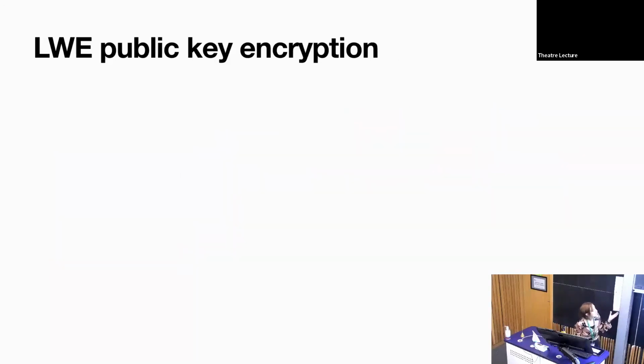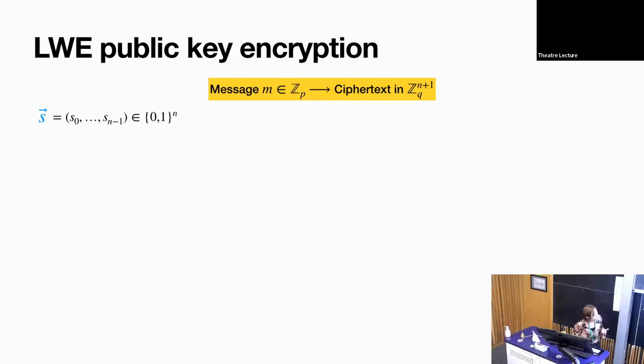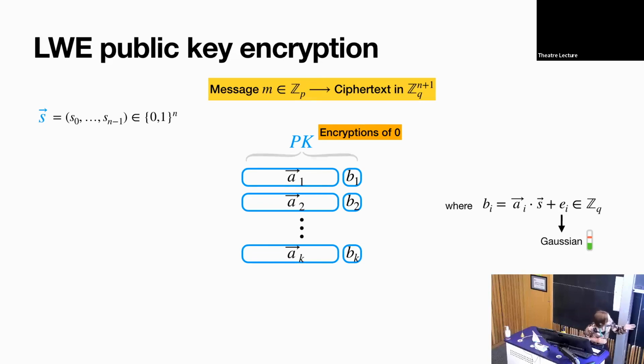Something that might be worth mentioning is public key encryption. I just showed you how to encrypt with the secret key, but you can also encrypt with a public key. So what is going to be the public key in this case? Thanks to the fact that LWE is homomorphic with respect to addition, your public key is going to be a list of encryptions of 0. In practice, the owner of the secret key keeps it secret, of course, and publishes many encryptions of 0. They are built as follows: A is random, B is equal to A times S plus the error, with 0 message added.